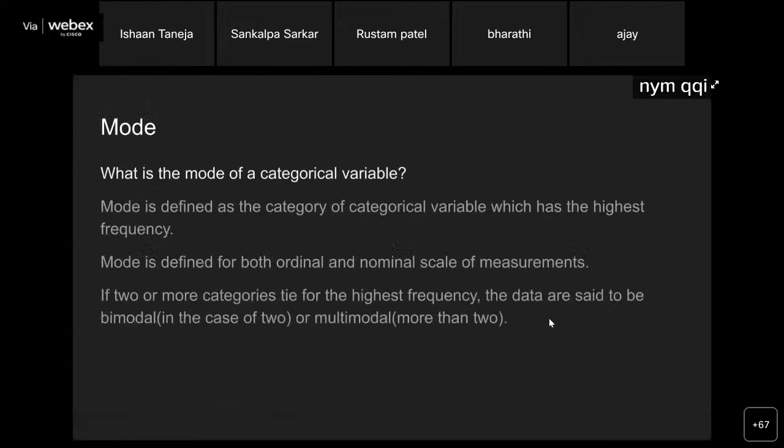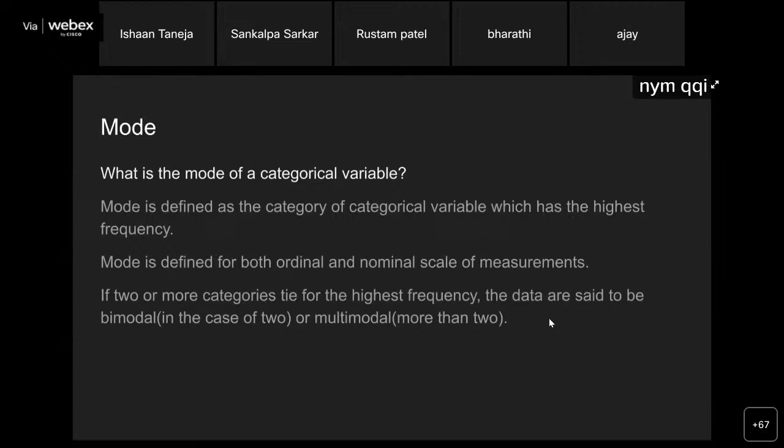Okay, moving further, we have now covered two major concepts of week 2. The first one is frequency distribution. The second one is visualization, which we did through bar chart, pie chart, and Pareto chart. Next we will cover some measures of central tendency. Mean, median, and mode are all referred to as measures of central tendency.